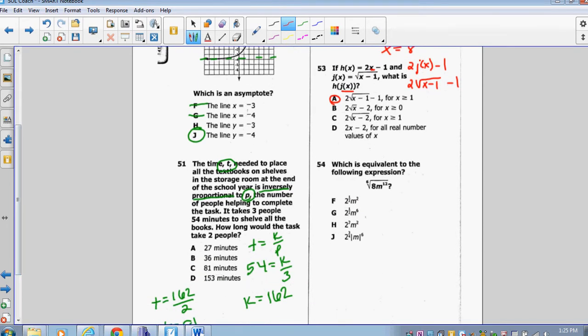Okay, 54, we're going to be doing power over root here. But notice that your answers all have 2 instead of 8, so we need to make 8 into a power of 2. So we have the 6th root of 2 cubed, m to the 12th, and then we're going to do power over root. So the power is 3 and the root is 6. And for m, the power is 12. And the root is 6, and then you just have to simplify. So you get 2 to the 1/2 m squared. Looks like that matches answer F.